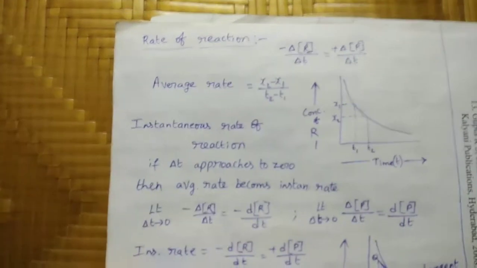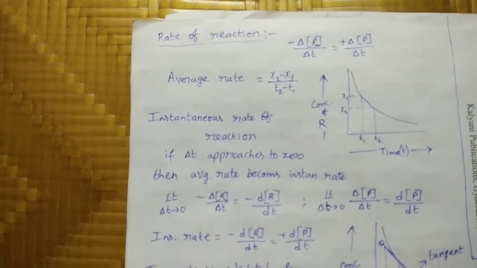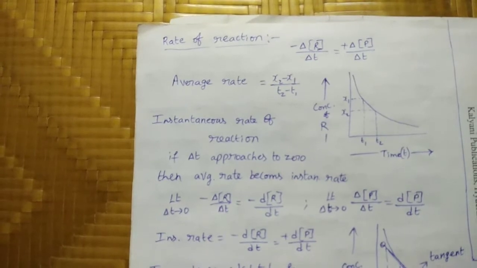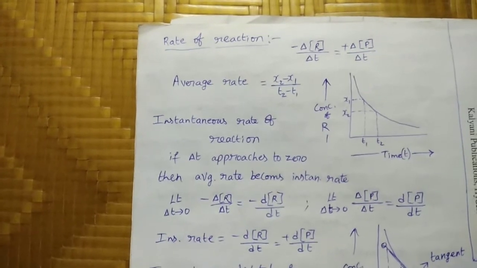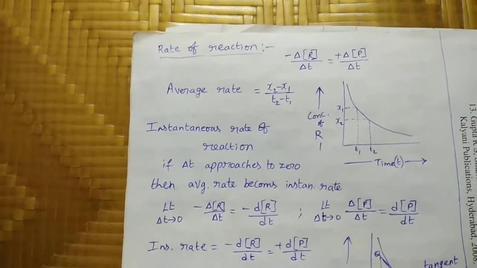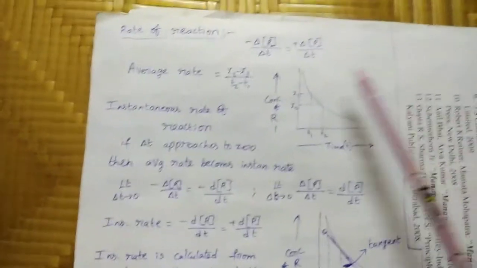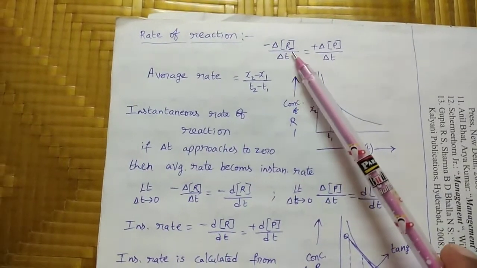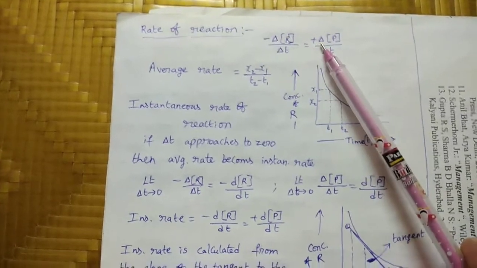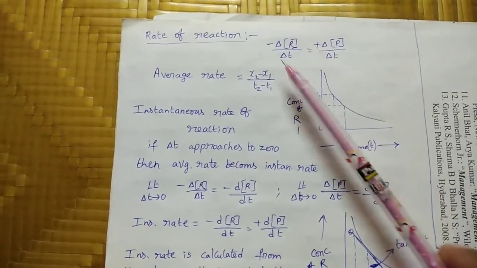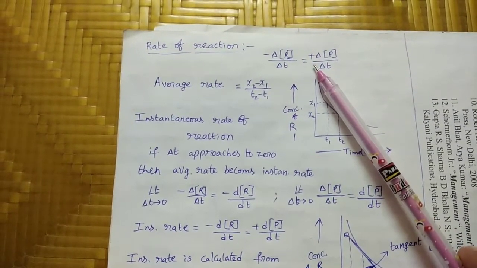So in terms of concentration of reactants and products, we can define this rate of reaction. The decrease in the concentration of the reactants or increase in the concentration of the products per unit time is called rate of reaction. For this, expression is this one: minus delta concentration of the reactants divided by delta T equal to plus delta concentration of the products divided by delta T. Here minus sign indicates decrease in the concentration, plus sign indicates increase in the concentration of the products.